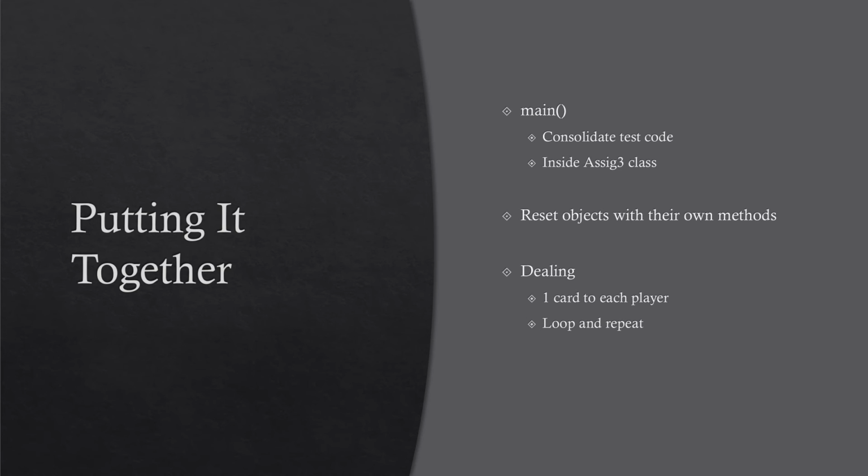When you put everything together in your main class, you're basically going to consolidate your test code into your main method, and then you're going to loop through and call methods within the objects that are created. So for example, when you're resetting, you'll be calling every object's reset method. And remember, when you're dealing, deal to one player at a time, go back to the beginning, and repeat.